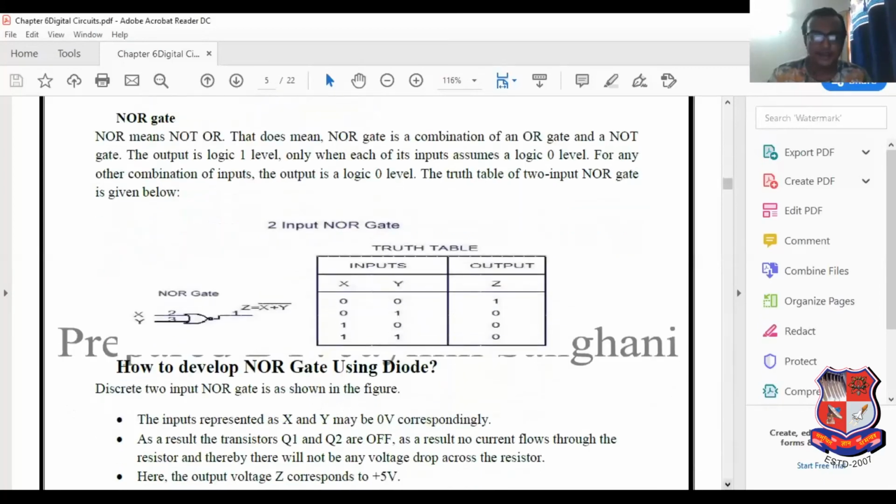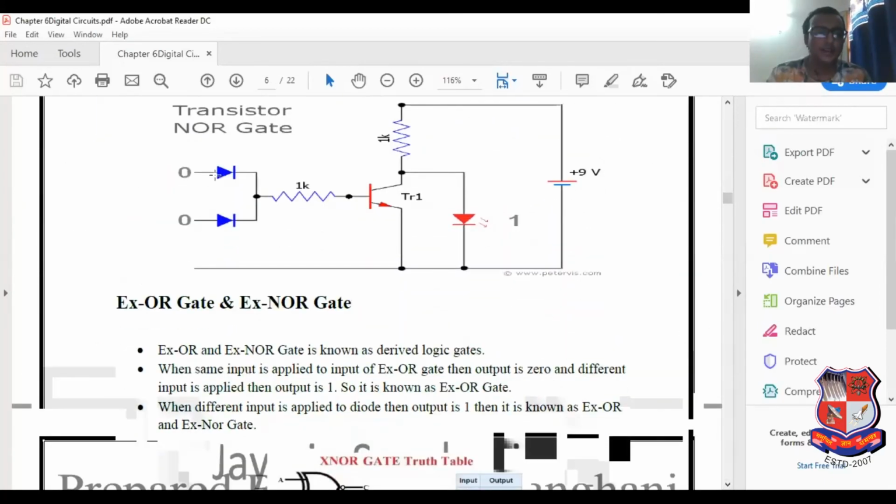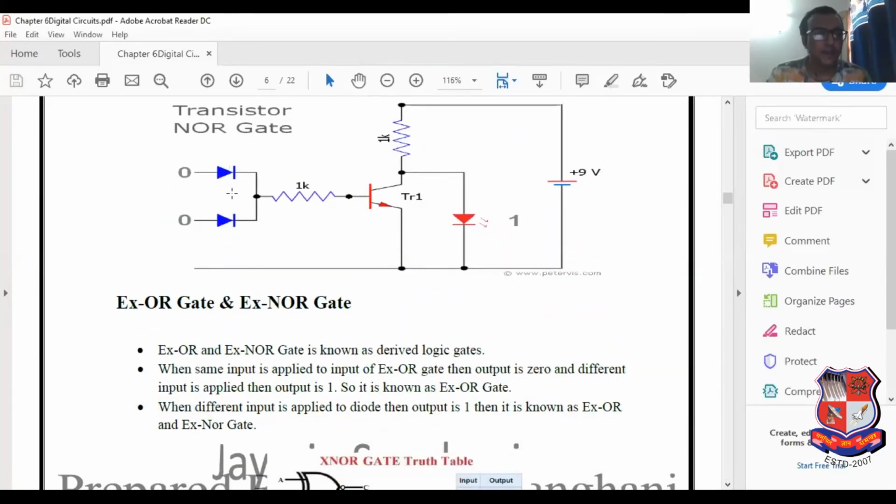Simply forward bias the diode. See this. Sorry, simply forward bias. In the NAND gate it was reverse, here make it forward. Nothing else changes. So we are able to design the NOR gate.